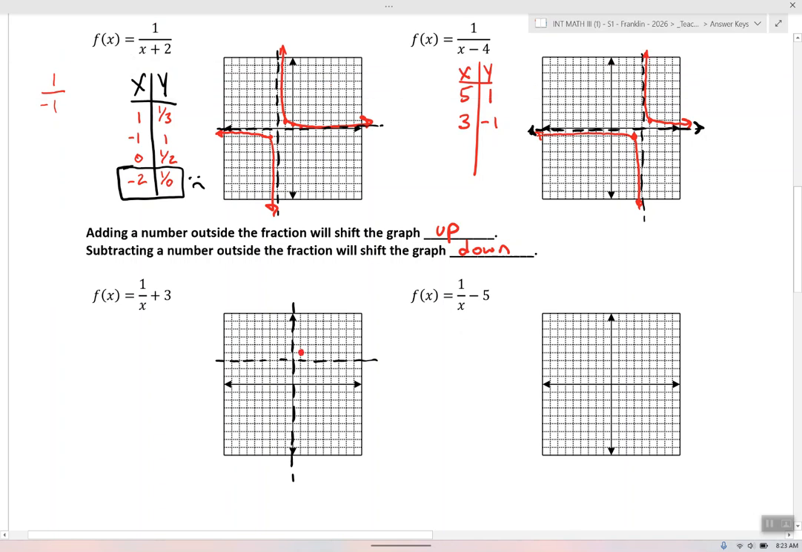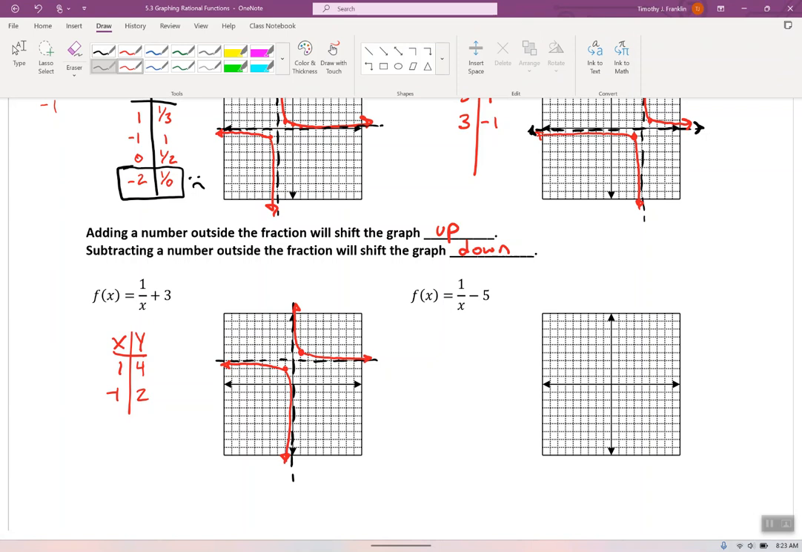Let's check these anchor points here. So if I put 1 in for x, I should get 4, and 1 over 1 plus 3 is 4. And if I put -1 in for x, I should get 2. And that makes sense because -1 plus 3 is 2. So to move the graph up or down, we add numbers or subtract them to the outside of the fraction.